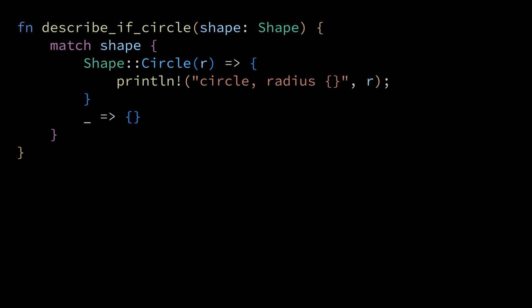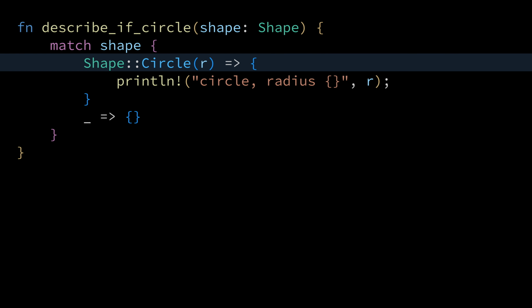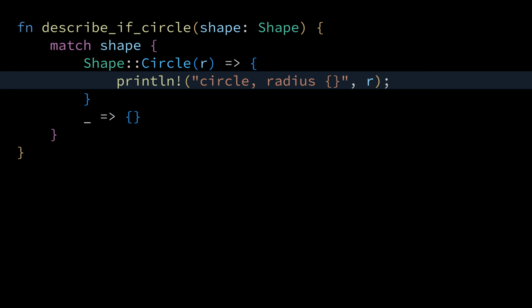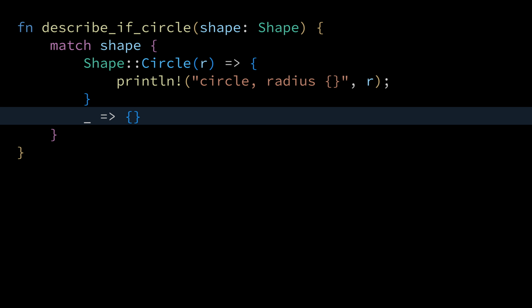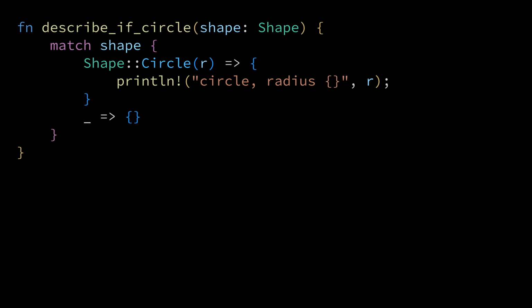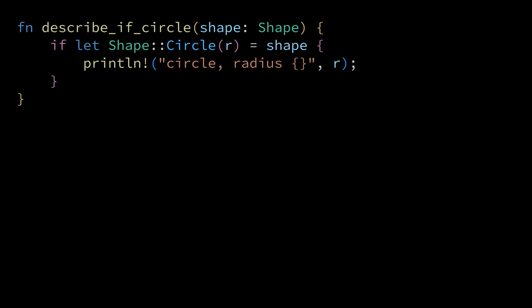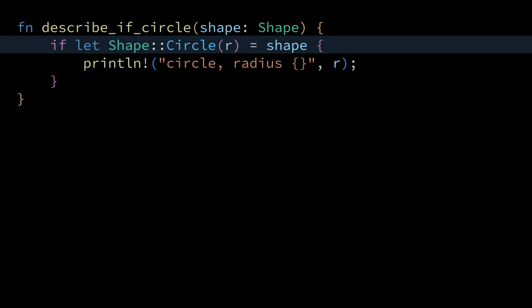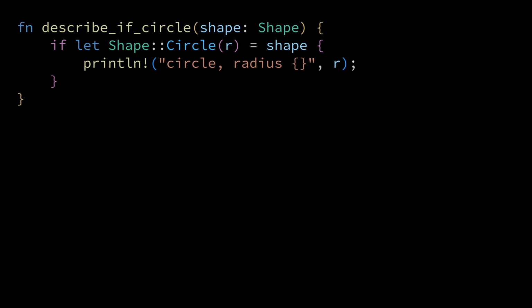So we could use a match expression. This match does nothing unless the shape is a circle. This works, but it's pretty verbose. The println ends up being 2 levels of indentation in, and we have to write this wildcard pattern that does nothing. If we only need to test a single pattern, we can instead use this if-let syntax. if let Shape::Circle(r) = shape. And if this test succeeds, the variable r is in scope in the conditional block, and we can print it out. The println is now indented 1 less level.